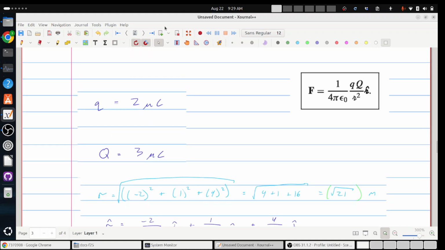So what I've got here in terms of my answer, before I simplify it all out, is that this force vector is equal to 1 over 4 pi epsilon naught, 2 microcoulombs, 3 microcoulombs, over the square root of 21 meters squared, and then this unit vector, the minus 2 over the square root of 21 i hat plus 1 over the square root of 21 j hat plus 4 over the square root of 21 k hat. And yeah, I got really tiny as I was writing that in there.